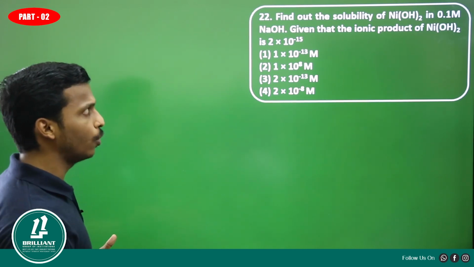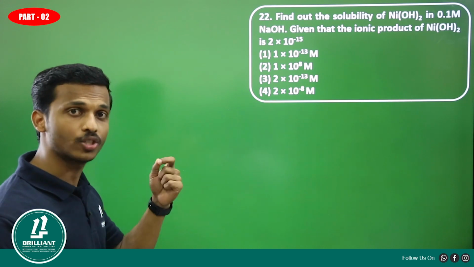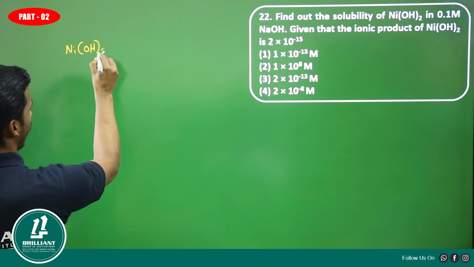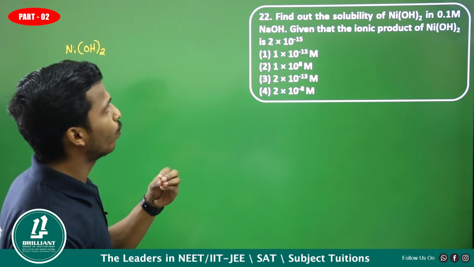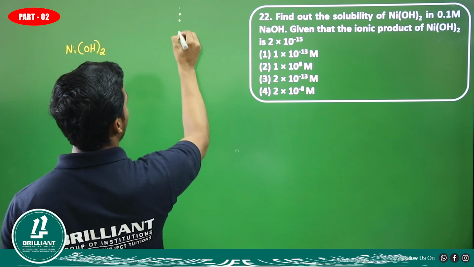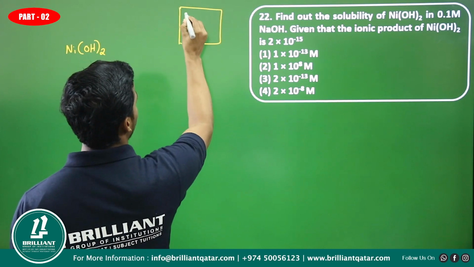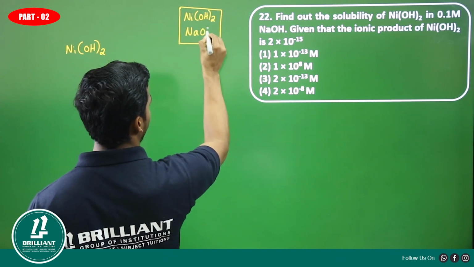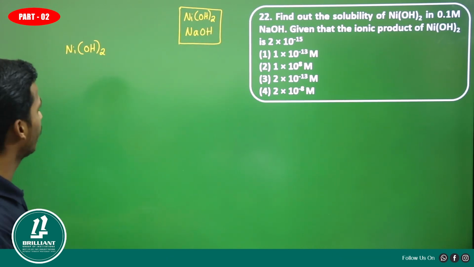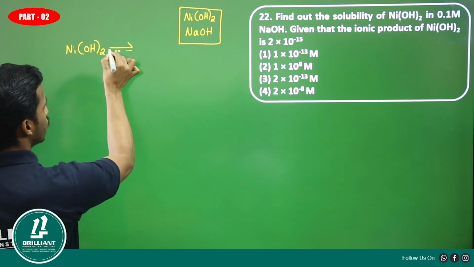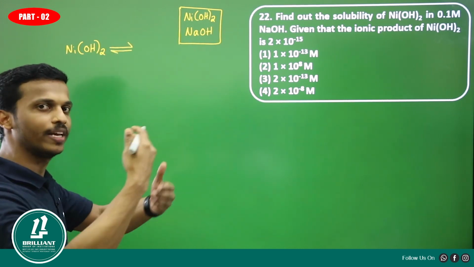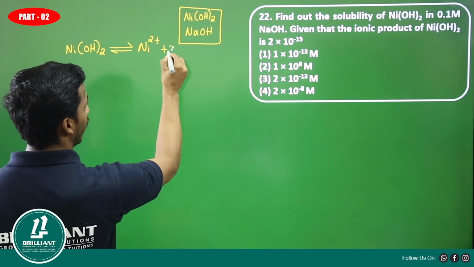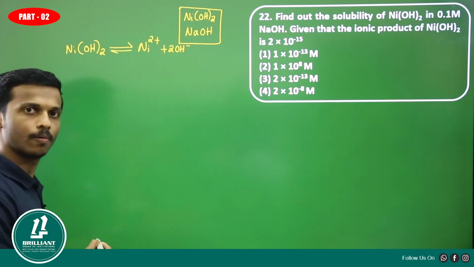Then, find out the solubility of Ni(OH)2. What is the species given here? Nickel hydroxide, Ni(OH)2 in 0.1 molar NaOH. So you have a system here which contains nickel hydroxide, Ni(OH)2 and NaOH. Students, you know very well, Ni(OH)2 on dissociation will give 2 ions. One is Ni2+ and you have 2OH-, right?